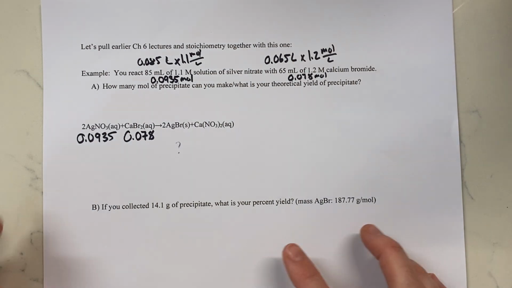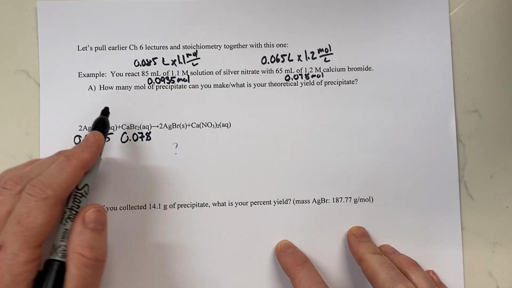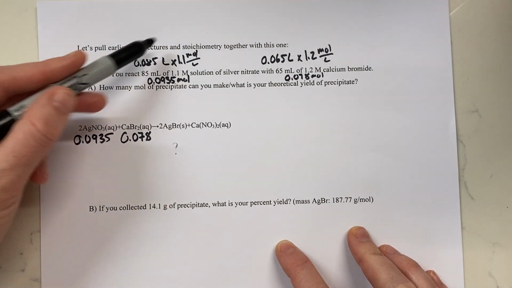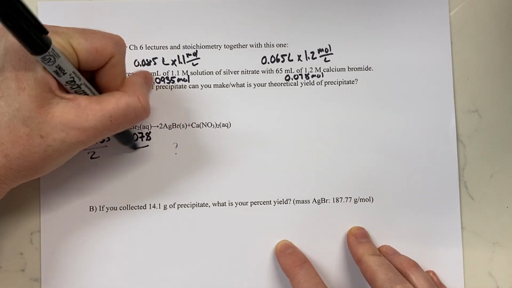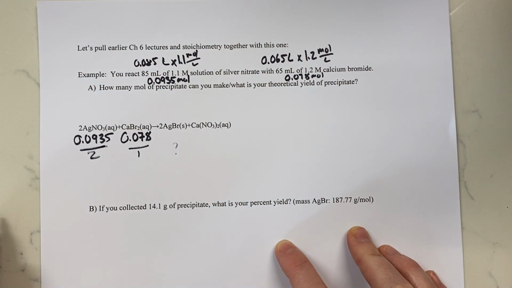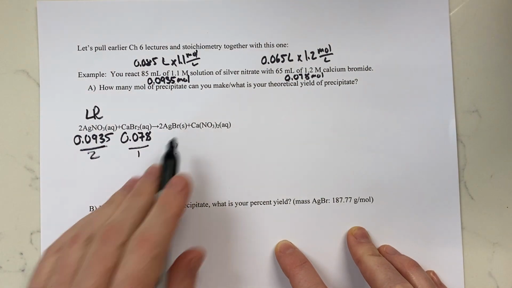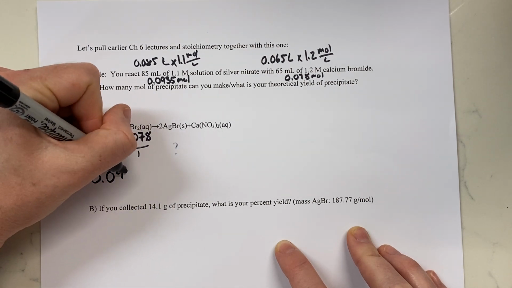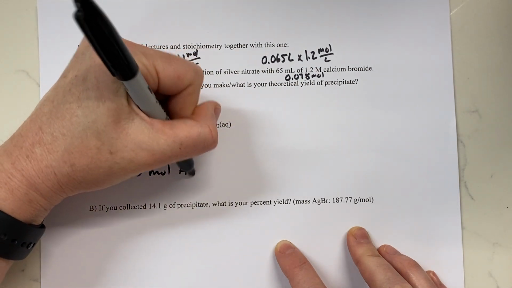Step is the same as always. We have to remember the limiting reactant. Oftentimes you'll look at this and you'll just use one. Don't forget, the process is still the same. Just because we had this extra small step doesn't mean the process changes. We divide this by 2, we divide this by 1, we ask which one's smaller. This one's smaller. This is my limiting reactant. To figure out how much silver bromide I have, I say, okay, I got 0.0935 mole of silver nitrate.